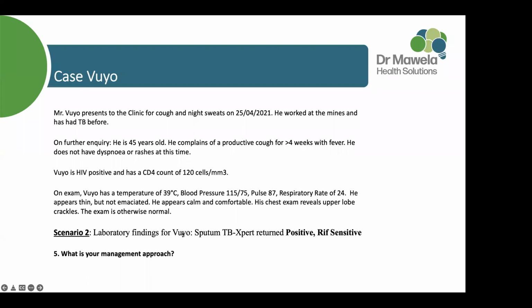Now, in a second scenario, it's the same Vuyo, but the GeneXpert this time is positive, and the RIF sensitivity is also sensitive, so he does not have RIF resistance. So it's a RIF sensitive TB diagnosis. In terms of this kind of patient, would your management be different, where the GeneXpert is positive and also sensitive to rifampicin? What would be your options right there? All right.